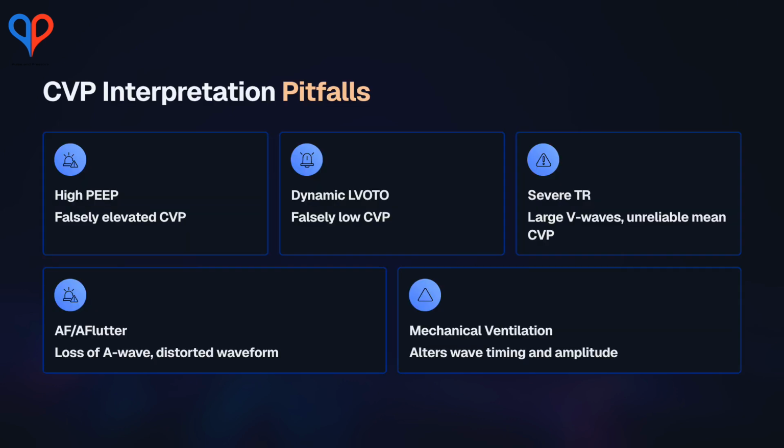CVP pitfalls are common. High PEEP artificially elevates CVP by transmitting pressure into the thoracic veins. Dynamic LVOTO, despite poor forward flow, can produce deceptively low CVP. Severe tricuspid regurgitation produces large V waves, making mean CVP unreliable. Interpretation must rely on waveform shape instead. Atrial fibrillation removes the A wave entirely and flattens the waveform. Mechanical ventilation changes timing and amplitude of waves. Without understanding these influences, CVP becomes misleading.